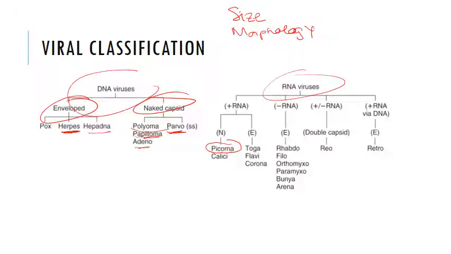And then they're broken into families, and each of these families has its own suffix. So for instance, the coronavirus is in the Coronaviridae family, but in general, we're just referring to them as a virus. So I would say coronavirus.